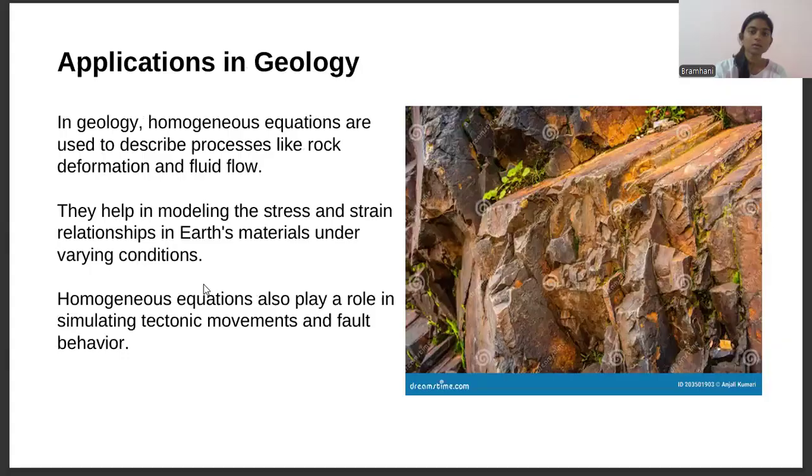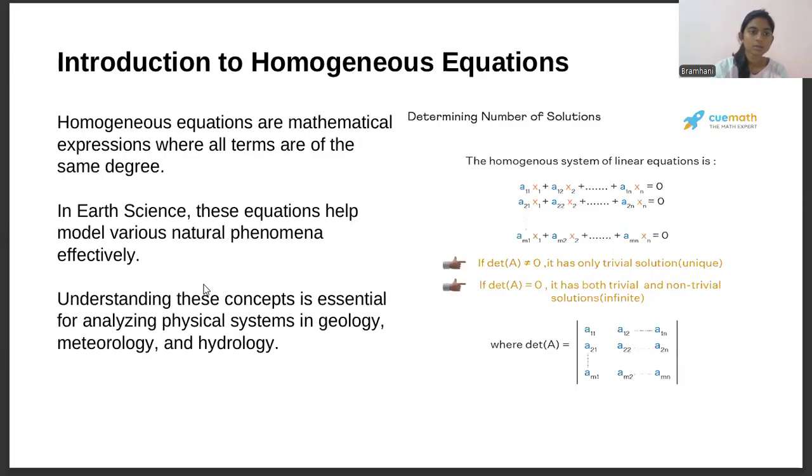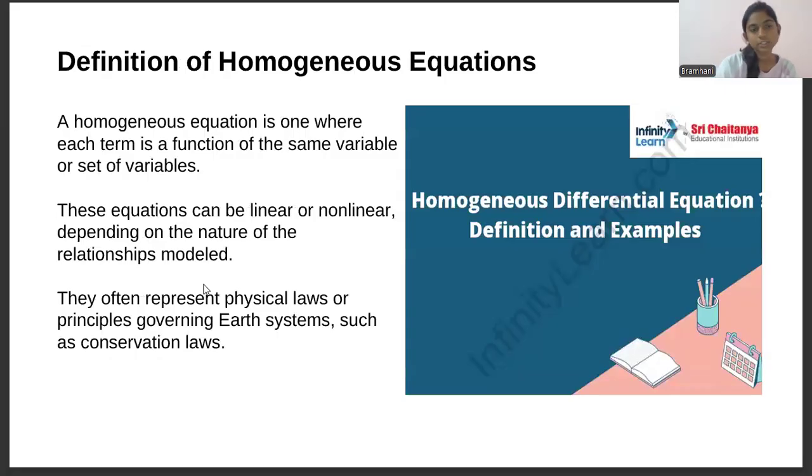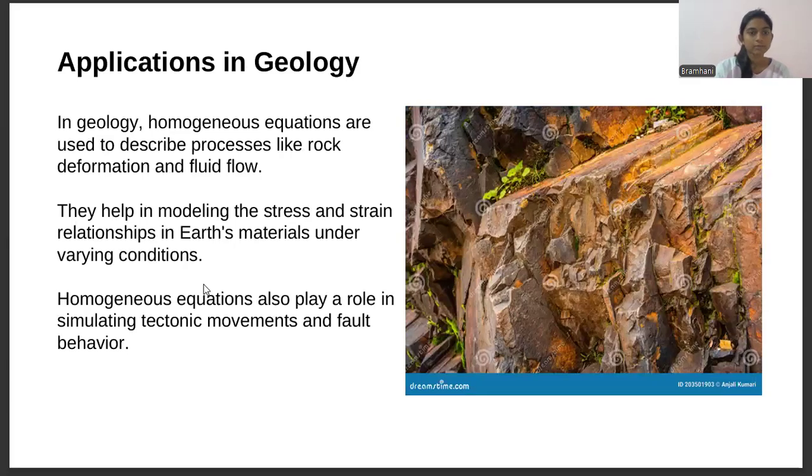And we can see here, at a glance, the homogeneous equations definition first. A homogeneous equation is one where each term is a function of the same variable or set of variables. These equations can be linear or nonlinear depending on the nature of the relationship modeled. They often represent the physical laws or principles governing the earth system such as conservation laws.